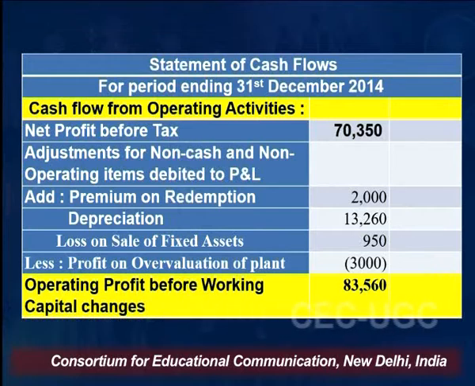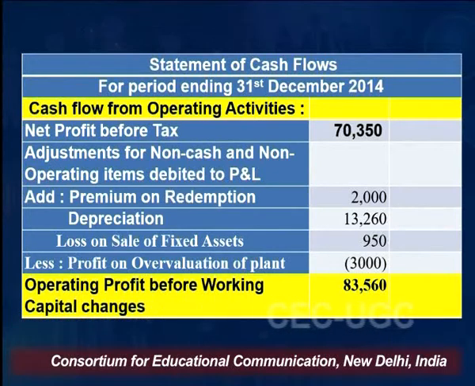What we'll do here, we'll start with the net profit before tax, which we have just arrived at in our working note, 70,350. Now here comes the role of non-cash, non-operating items, which are part of the profit and loss account. So we have taken premium on redemption of preference shares, which you have redeemed, rupees 2,000, because that premium must have been charged from profit and loss account.